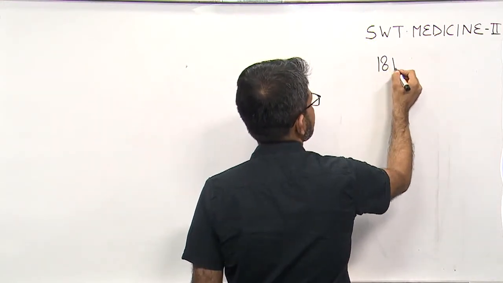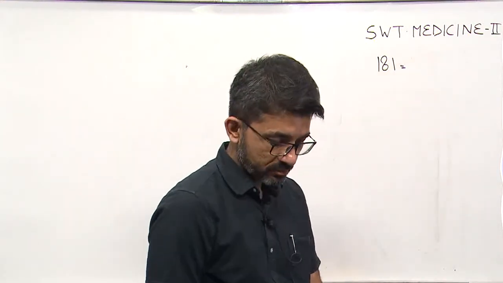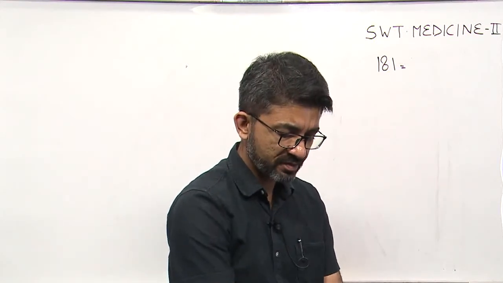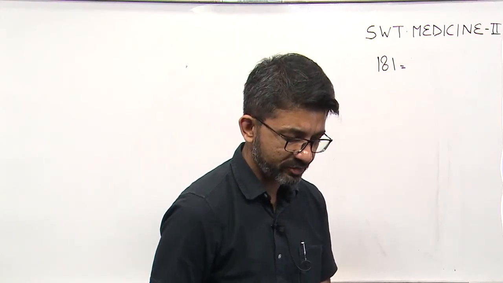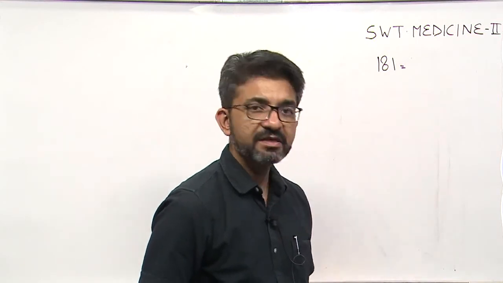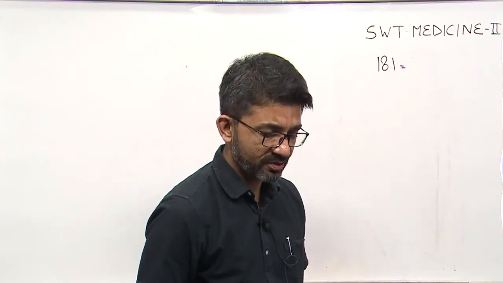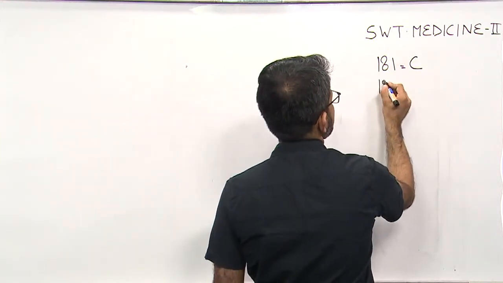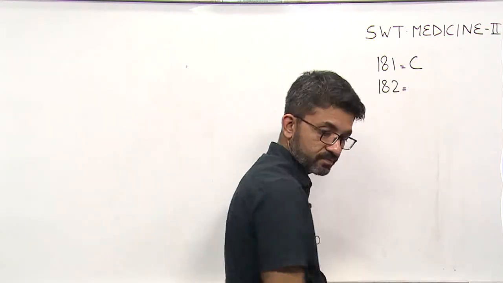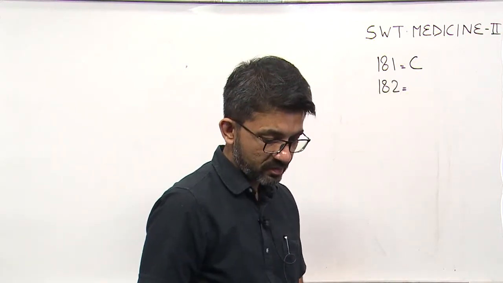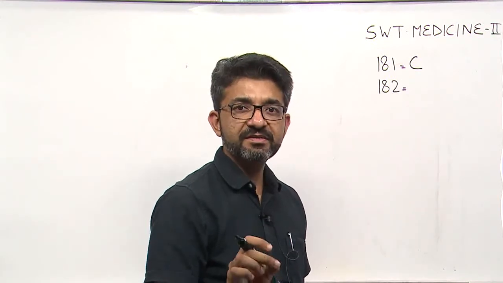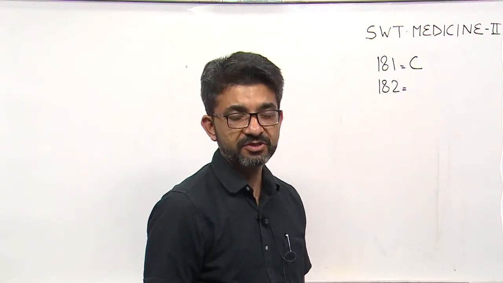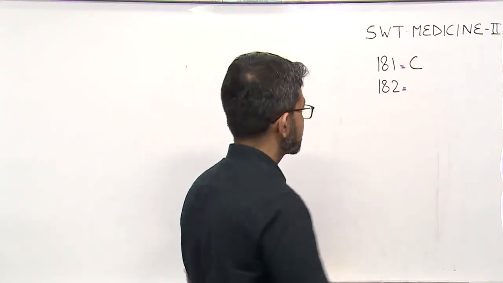Question number 181. ITP is also very important from clinical viewpoint and as well as for examination viewpoint. Answer is C, it is an autosomal dominant disease, remember it as such. Question number 182. See, it is a 1% reduction in the clotting factor which results in the clinical manifestation. So, answer is A, 1%.